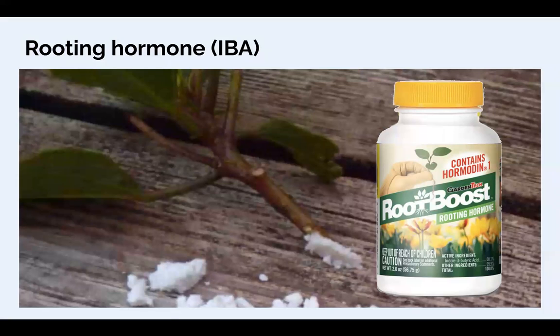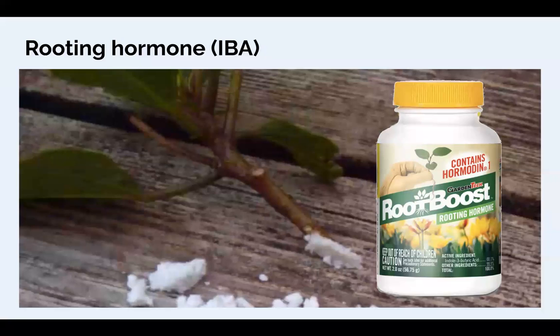So I mentioned there are a few different kinds of auxins. That one called IBA, down here on the label, indole 3-butyric acid, is another kind of auxin, and this is one that's often sold as a rooting hormone. So you can see again the hormone benefit here.